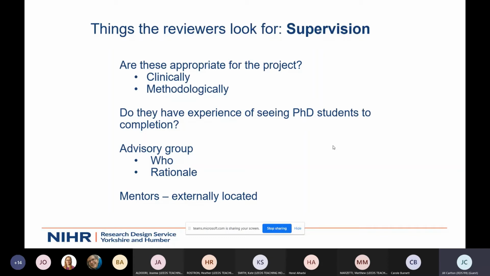Or are they more methodologically based, such that if you're wanting to do, for example, qualitative work, do your potential supervisors have skills in that area? Are they recognised for that? And it's quite good to have a balance across the board, particularly if you're considering clinical context of work. The other thing that reviewers consider is whether they are in themselves a safe pair of hands. So do they have experience of seeing PhD students through to completion?